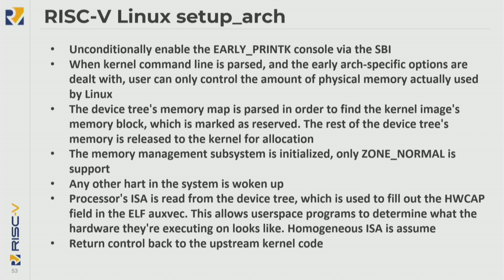The processor ISA is then read from the device tree, which is used to fill out the hardware cap field in the ELF. This allows the user program to determine what hardware they can execute on. However, a homogeneous ISA is assumed here. And then it simply returns back to the upstream kernel code. That's pretty much the RISC-V Linux boot flow.